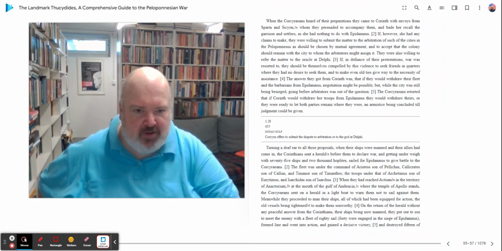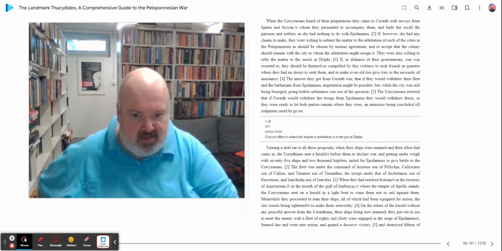The answer they got from Corinth was that if they would withdraw their fleet and the barbarians from Epidamnus, negotiations might be possible. But the city was still being besieged. Going before arbitrators was out of the question. The Corcyraeans retorted that if Corinth would withdraw her troops from Epidamnus, they would withdraw theirs, or they would be ready to let both parties remain where they were, an armistice being concluded till judgment could be given.